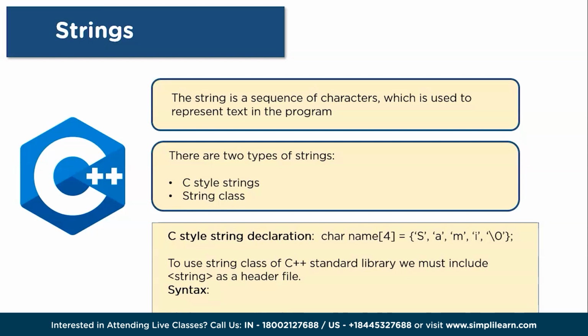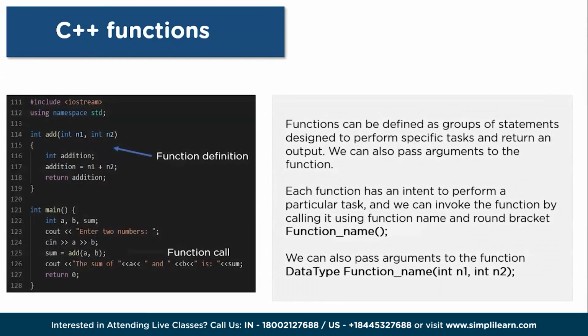Now let's move on to C++ functions. Functions can be defined as a group of statements designed to perform specific tasks and return an output. We can also pass arguments to the function. The intent of the function is to combine common tasks and perform them. We can invoke the function by calling it using the name of the function and round brackets. These are user-defined functions. We can also pass arguments to the function if we want to.